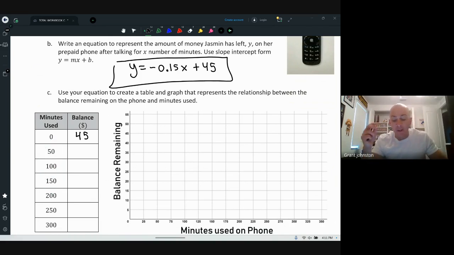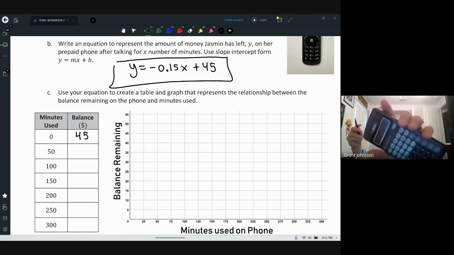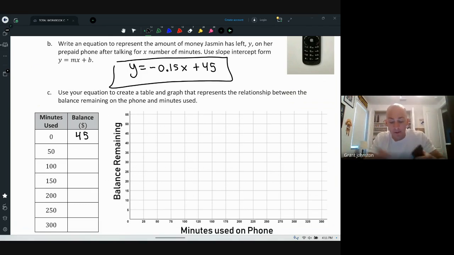Okay, so 50 minutes used. So I'm just going to use my calculator and plug it into the equation for X. So I'm going to go negative 0.15 times 50 and then plus 45. I'm at $37.5. And then maybe I'll plug in 100. So 100 minutes, so negative 0.15 times 100 minutes, that'd be negative 15 plus 45 is 30.